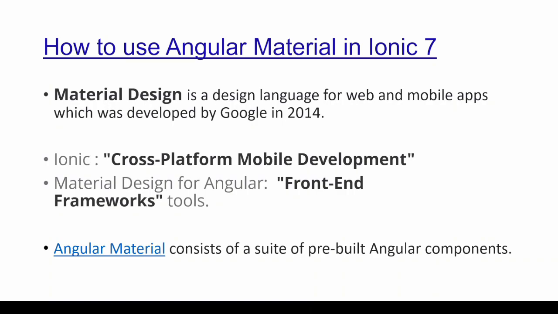What's the material design? Actually, it's a design language for web and mobile apps which was developed by Google in 2014. Ionic is for cross-platform mobile development, and Material Design is a front-end framework tool which provides pre-built Angular components. So let's start the demonstration.